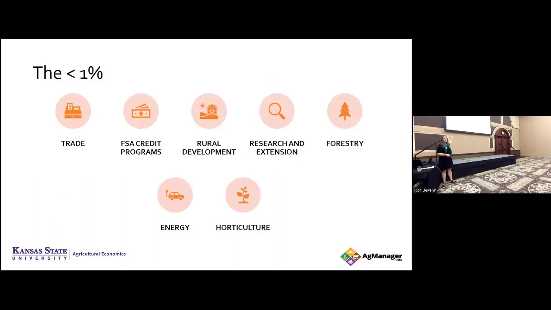So a big one is trade facilitation programs, promoting U.S. commodities abroad, helping to develop those markets. There's the FSA lending programs, funding for rural governments, rural utilities, infrastructure, other things. Research and extension, so some of the work we do here at K-State. I'm also a Farm Bill stakeholder. The U.S. Forest Service is funded by the Farm Bill. There's also programs related to energy and horticulture. Kay talked earlier, CAMS is funded by the Farm Bill. So there's a lot of programs that you don't necessarily think of as Farm Bill funding, but that's how they get funded.